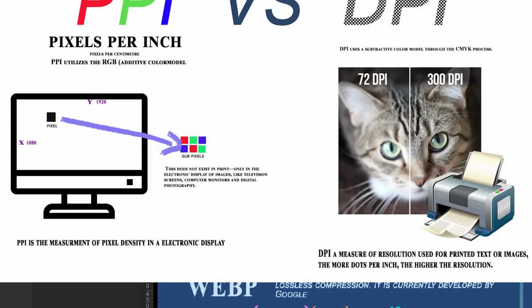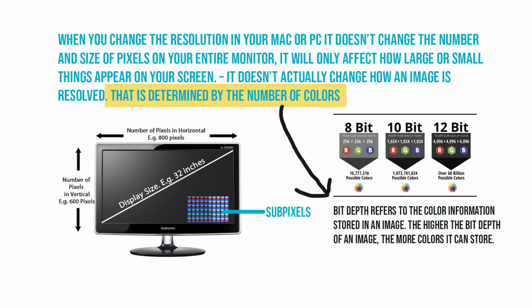It is important to understand what the monitor is doing with the pixels. Pixels are picture elements, tiny little dots on the screen, and you have a fixed number of pixels on your monitor, and they are a fixed size. When you change the resolution on your Mac or PC, it does not change the number and size of pixels on your entire monitor. It will only affect how large or small things appear on your screen. It doesn't actually change how an image is resolved.